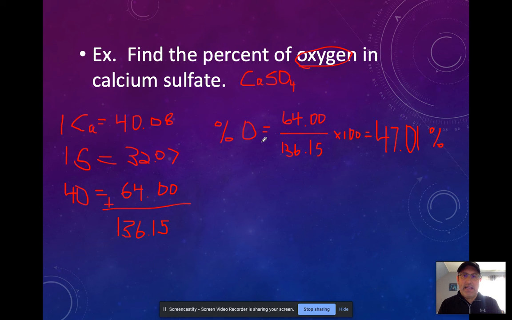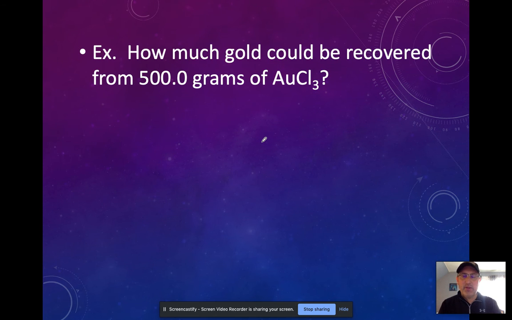All right. And lastly, now this is called a recovery problem. And I'm just going to talk about how we're going to do this verbally, then go through and do it. So it says how much gold can be recovered from 500 grams of gold-3 chloride. So if you have a gold compound like gold-3 chloride, AuCl3, and you can extract the gold. There'd be a chemical process to extract the gold from gold-3 chloride, and you want to know how many grams of gold you would have from this 500 grams of gold-3 chloride. This would be like a gold ore that you would have.